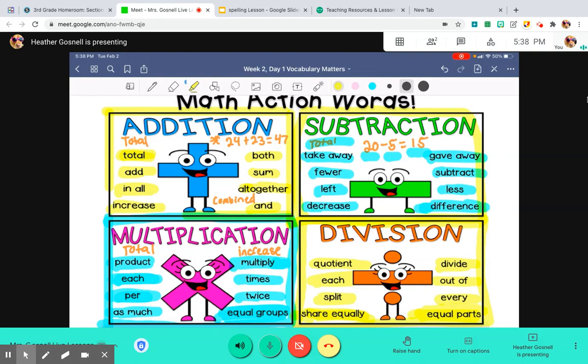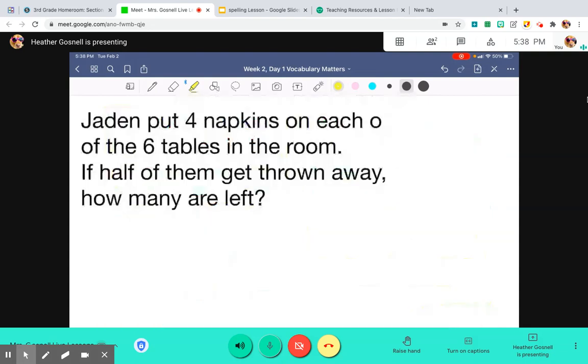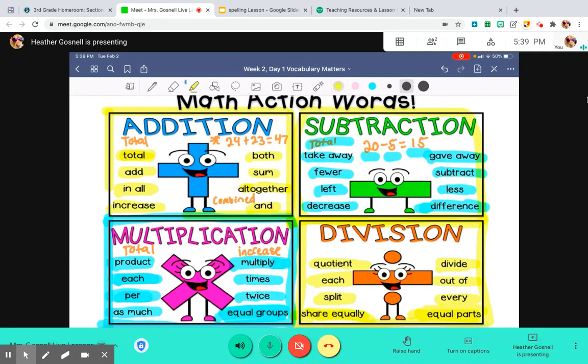So what we're going to do today is sort. I have a word sort for you to do, but it's a math word sort. And we're going to look for those action math words. Now, to show you, I'm just going to flip through some of these word problems. We saw this one yesterday, and we're going to find those action words, okay?